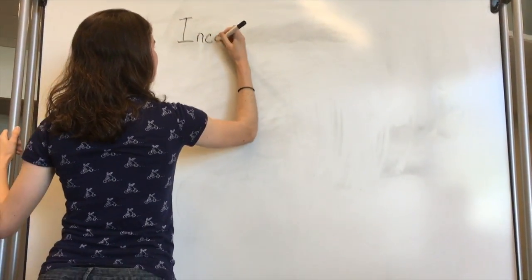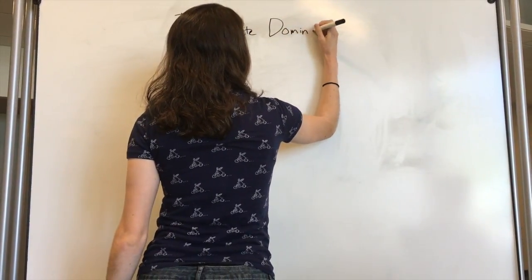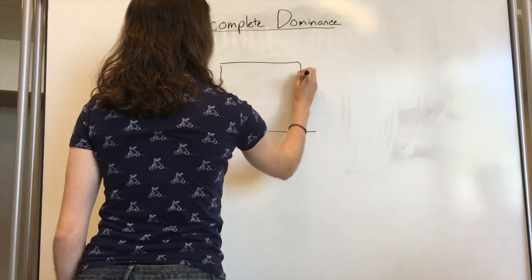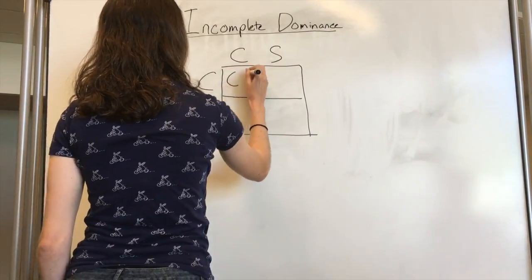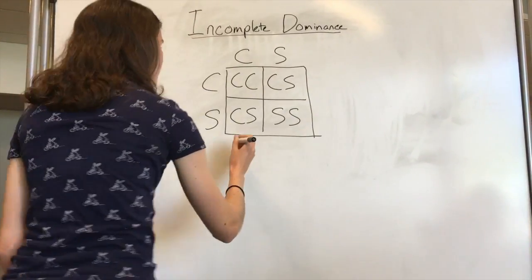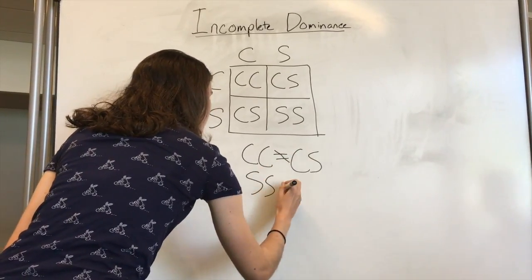Another example of a non-Mendelian inheritance pattern is incomplete dominance. This is where a heterozygote of a species possesses a phenotype somewhere in between the phenotypes of the two homozygotes, because neither trait is fully dominant. In Mendelian genetics, if C were dominant, a heterozygous organism would look the same as the dominant homozygous organism, CC. In this pattern, neither trait is fully dominant, so CS doesn't look quite like CC or SS.